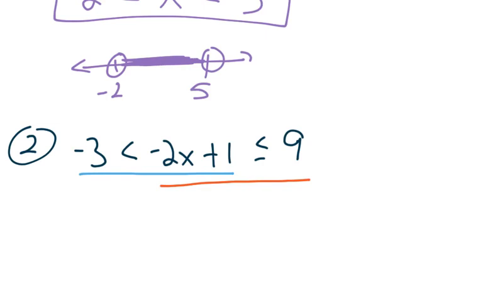So the first step would be subtract 1, like I said. So subtract 1, subtract 1, subtract 1. -3 minus 1 is -4.